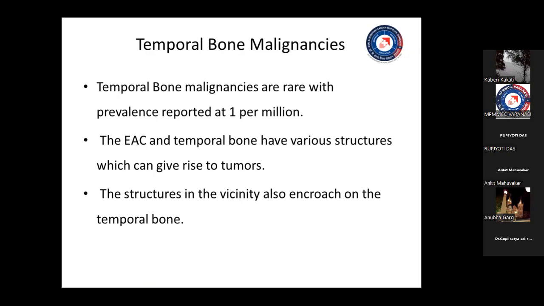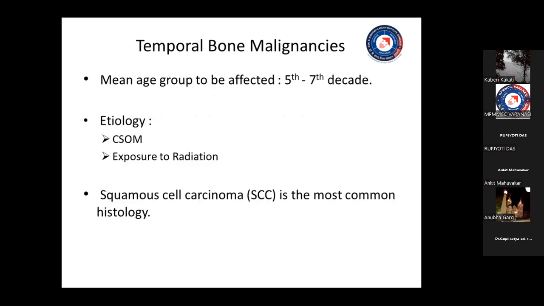The structures in the vicinity like the mandible, the parotid gland, the meninges, even the brain, can also encroach on the temporal bone and give rise to tumors. The mean age group affected is mainly the 5th to 7th decade. The etiology of temporal bone malignancy still remains an enigma, but there are suggestions that chronic suppurative otitis media or exposure to radiation might have a carcinogenic potential. Squamous cell carcinoma is the most common histology.